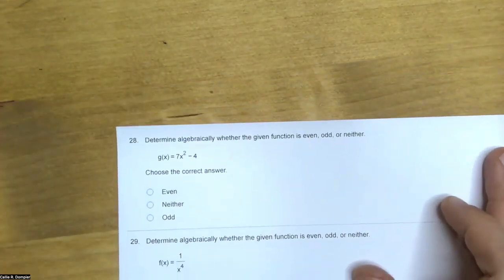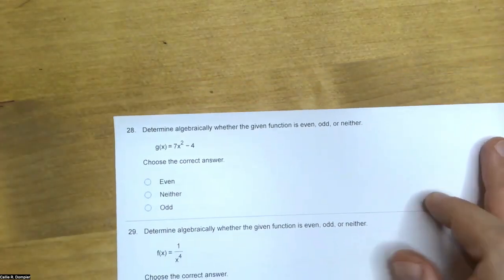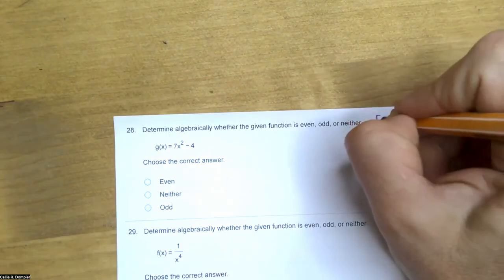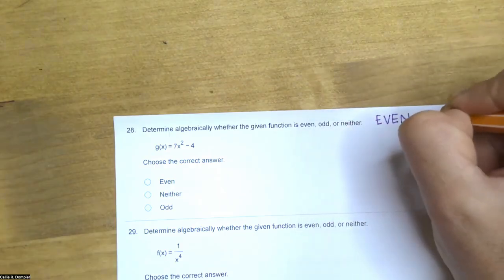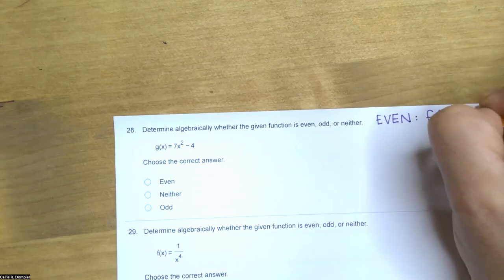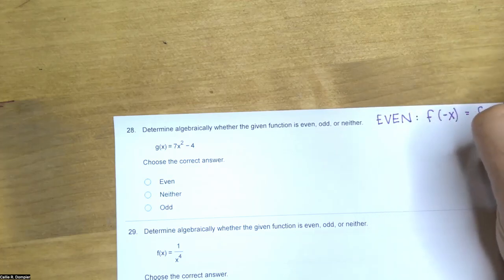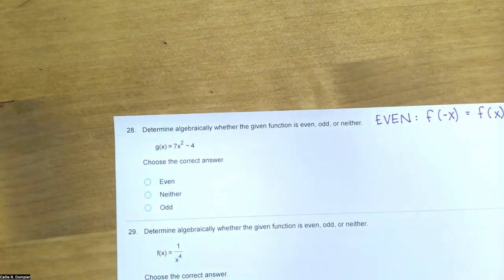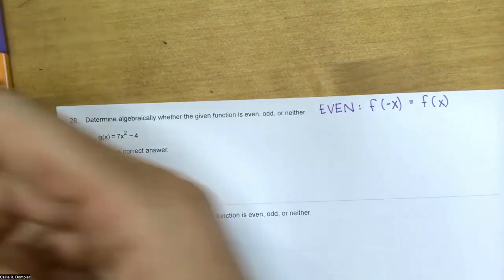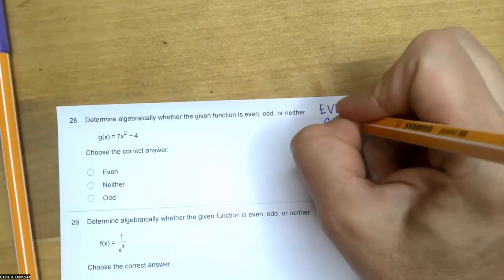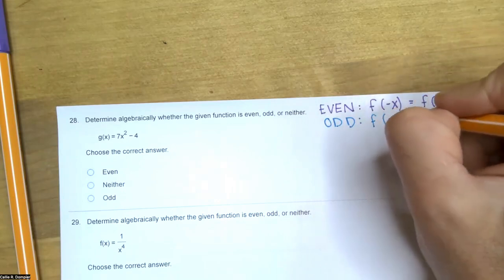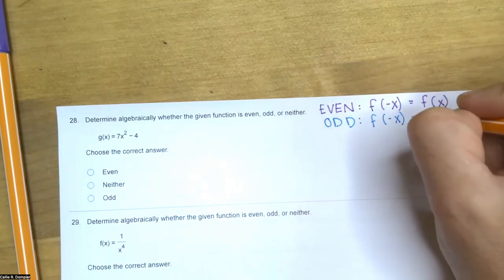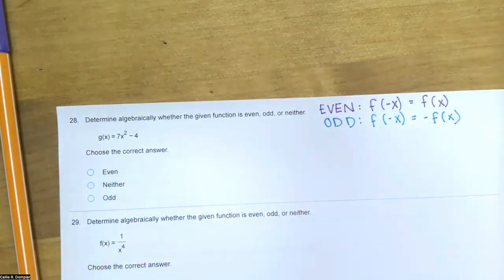All right, 28, determine algebraically whether the function is even, odd, or neither. Remember, even, we make that x a negative, but we come out with the same function. If it's odd, we put in negative x, and it makes the whole thing negative.